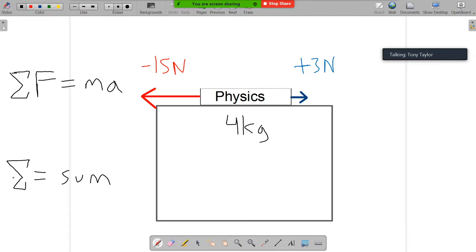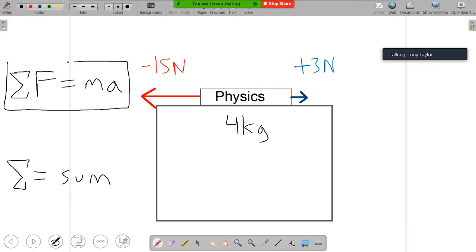So this is the full definition of Newton's second law. Newton's second law says that the sum of my forces acting on my object is equal to mass times acceleration of the object. Again, this symbol here means sum. Remember that, because we're going to see this symbol over and over again in this course, since we're going to be using Newton's second law a lot. Anytime you see that symbol there, it looks like a weird E.